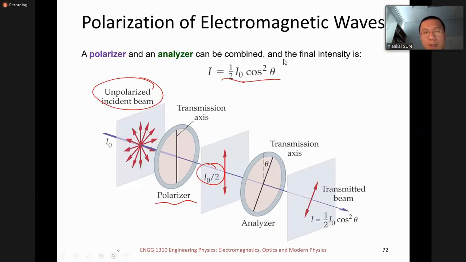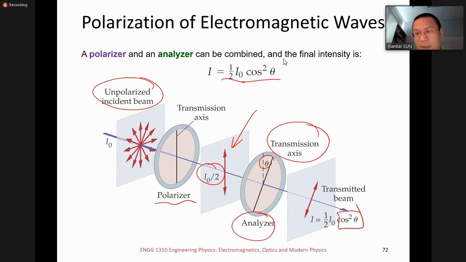So this beam now has a defined polarization state along the vertical axis. And this vertical axis makes an angle of theta with respect to the transmission axis of the analyzer. So that gives you an additional cosine theta squared. Okay? Is that clear?